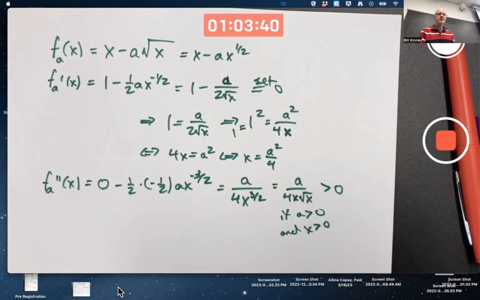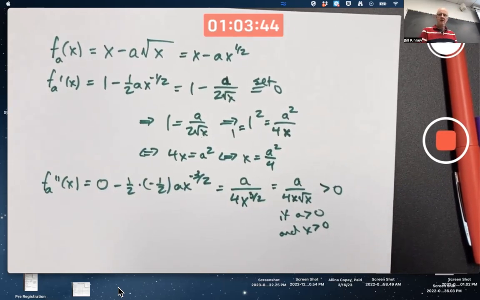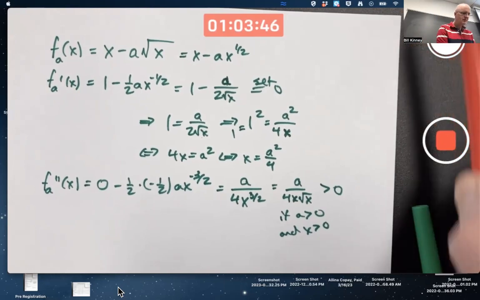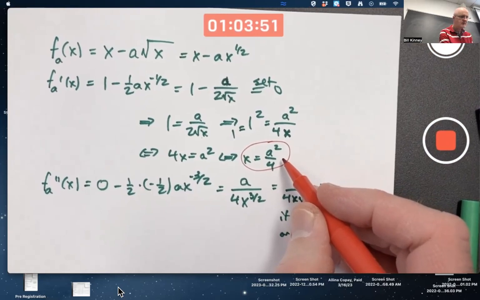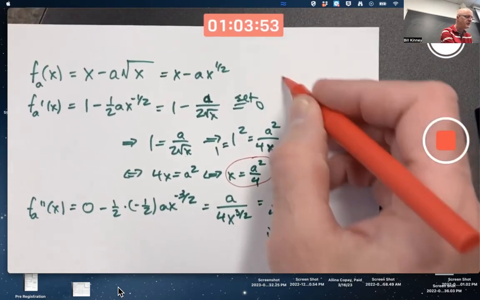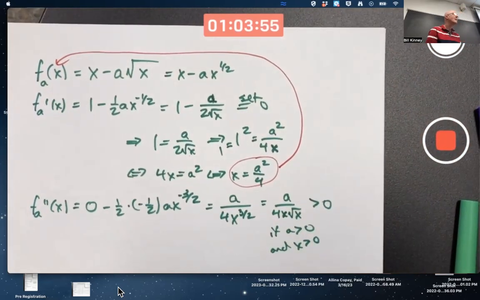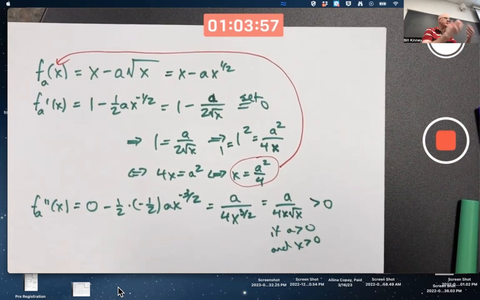What's the y coordinate of the critical point? Maybe you'd be interested in finding that. Here's the x coordinate. To figure out the y coordinate, plug that back into the original function, right? We're interested in the original function. The derivatives just tell us about the original function. Plug that back in.